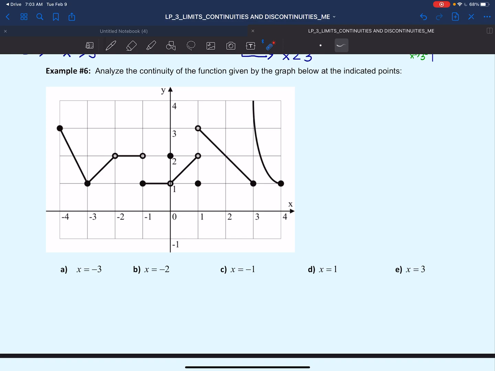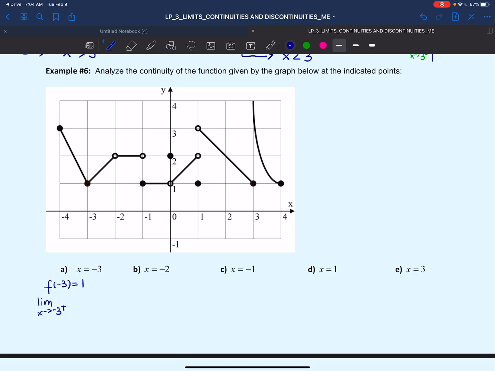Starting with x equals negative 3, you see that whether you approach the function from the left or from the right, the function will approach the value of 1. And the value of the function at negative 3 is also 1. So let's put this into writing. I'm going to say f of negative 3 equals 1. The limit as x approaches negative 3 from the right, the value of y is approaching 1.